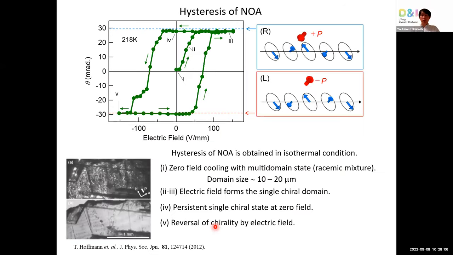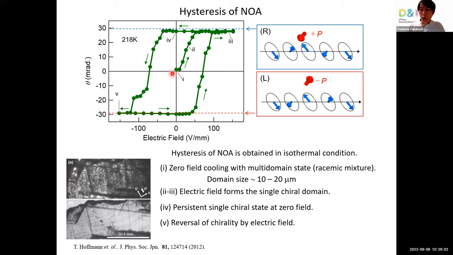Next, we demonstrate the hysteresis of the natural optical activity. We measured the optical rotation of the sample in the electric field, and this hysteresis is observed in isothermal conditions. First, we prepare the sample without electric field cooling, so the multi-domain state is formed. In terms of chirality, this is a racemic mixture. The typical domain size is 10 or 20 micrometers. Because the wavelength of the terahertz is larger than this domain size, the optical response reflects the average of the optical rotation. So because this is a racemic mixture state, the rotation angle is zero.